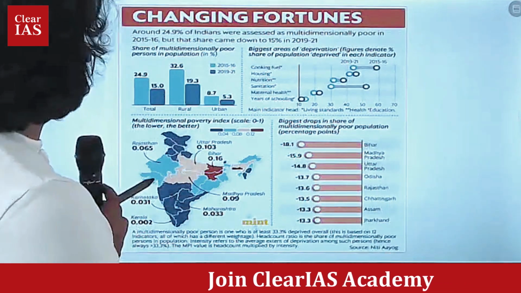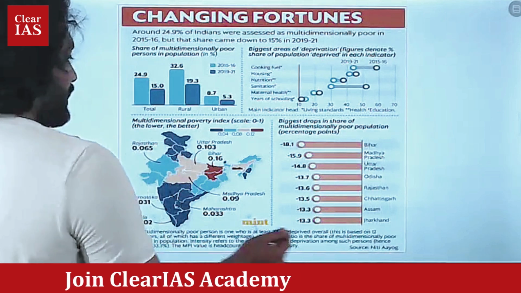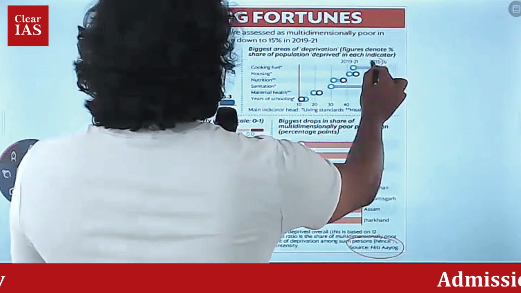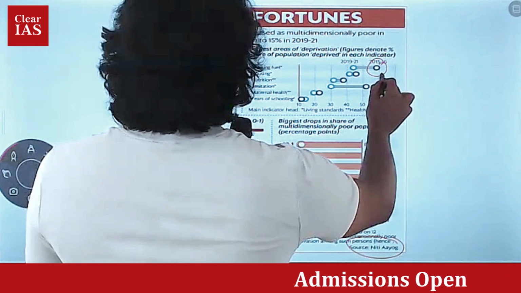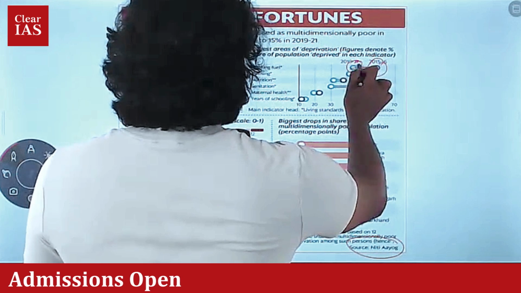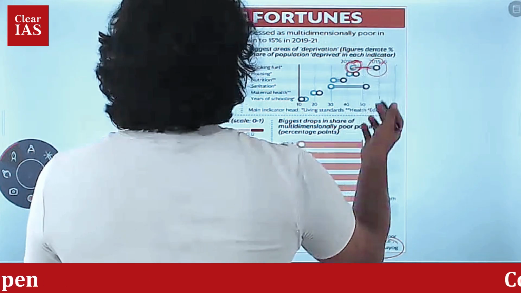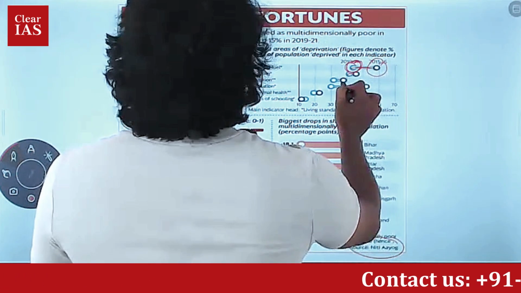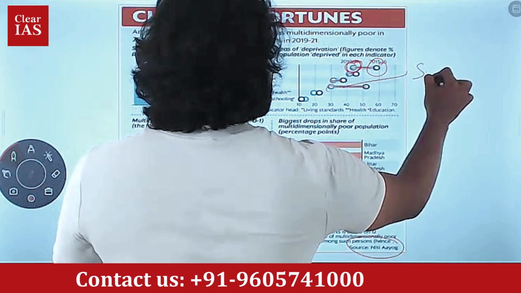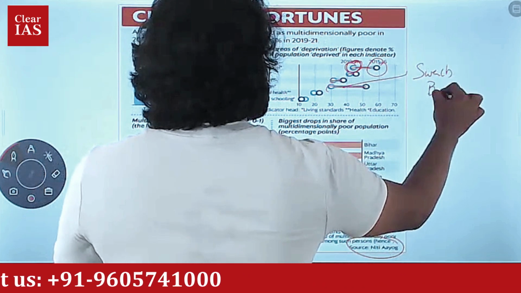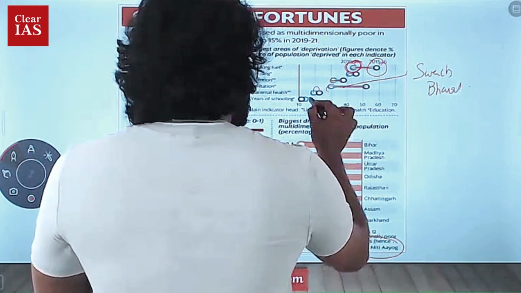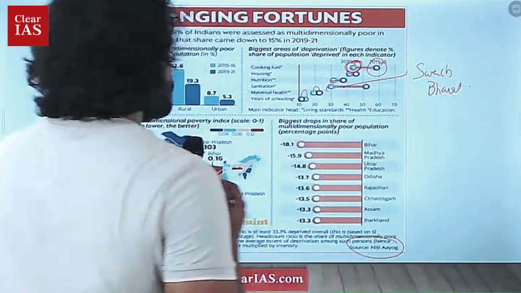Then changing fortunes. Look at this. This is directly from NITI Aayog. In 2015-16, deprivation in cooking fuel was at this level. Now it has improved. Absence of cooking fuel has improved; there is more cooking fuel availability. Housing has increased. Nutrition has bettered. Sanitation has bettered. Swachh Bharat. Maternal health has a small rise. Years of schooling also has a small rise.